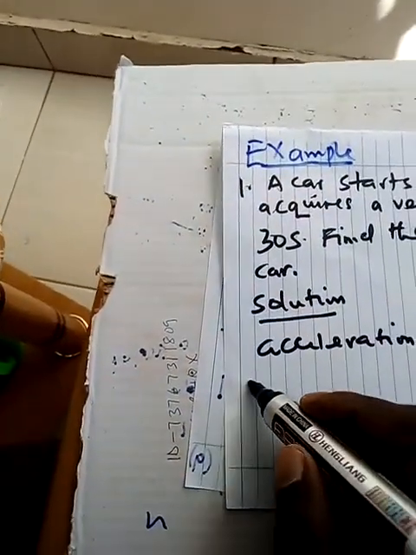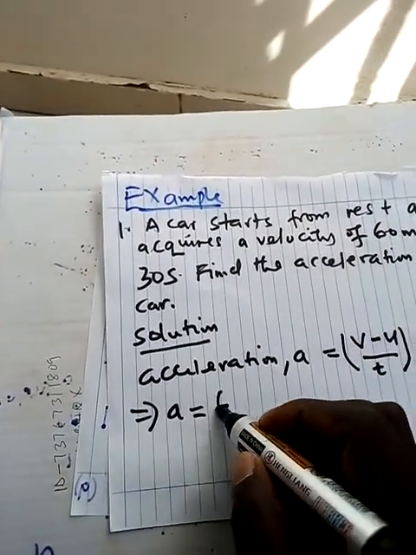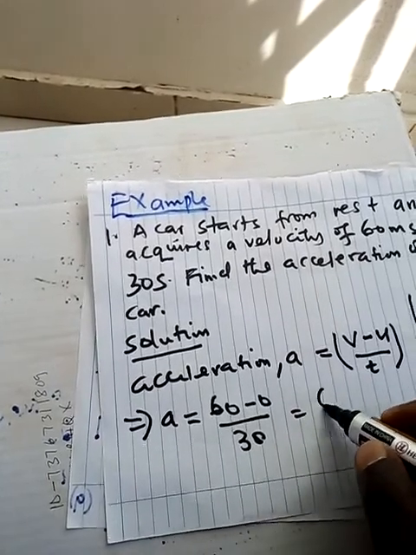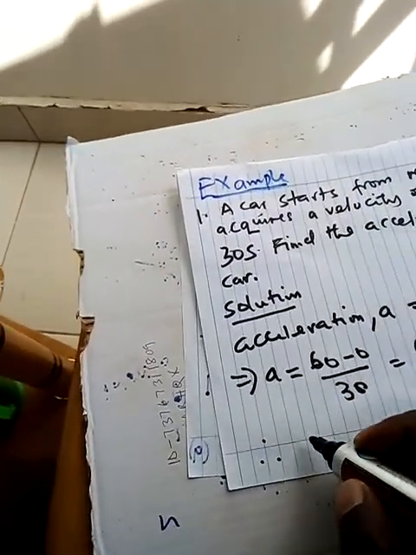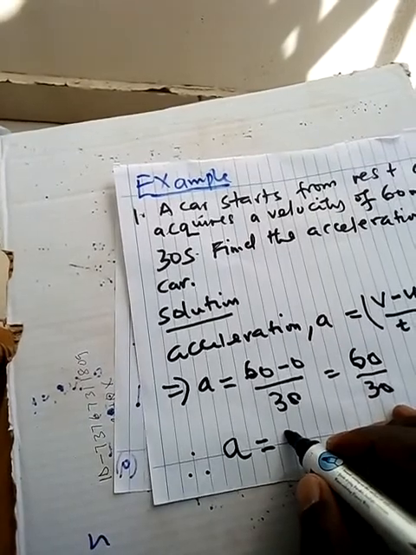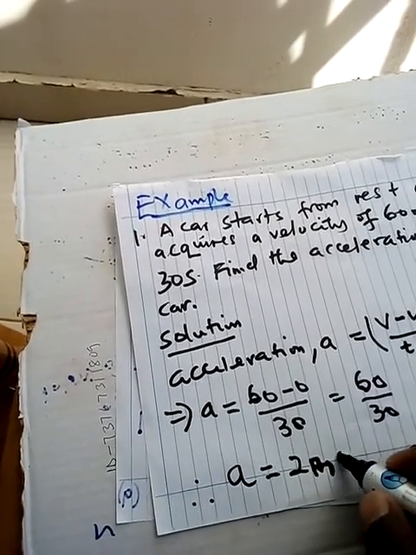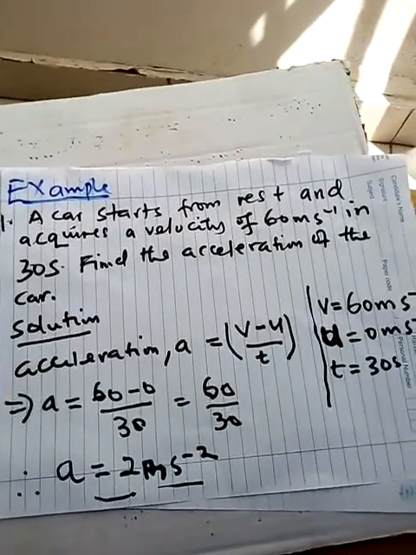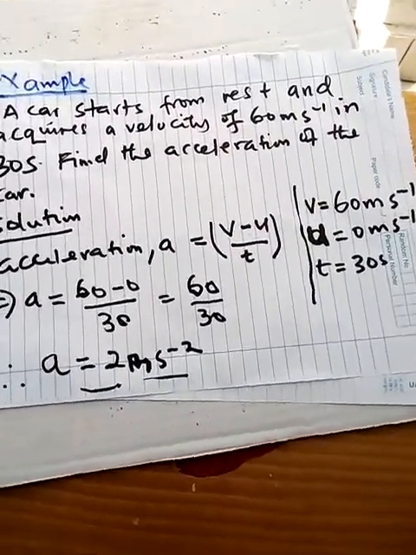30 seconds. Now this would mean that our acceleration is equal to final velocity, which is 60, minus initial velocity, which is 0, then divided by time, which is 30 seconds, and this is equivalent to 60 divided by 30, and therefore your acceleration a, when you use your calculator properly, will give you 2 meters per second squared. That is the acceleration of the car.